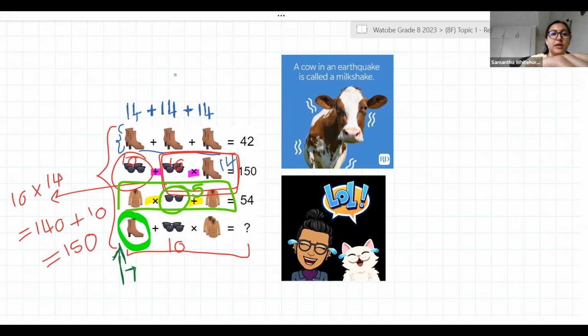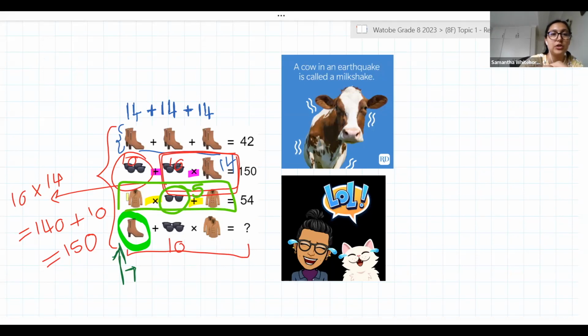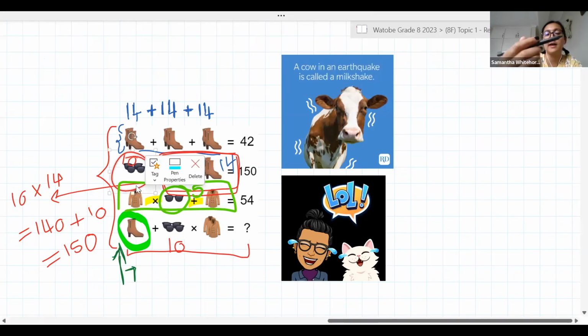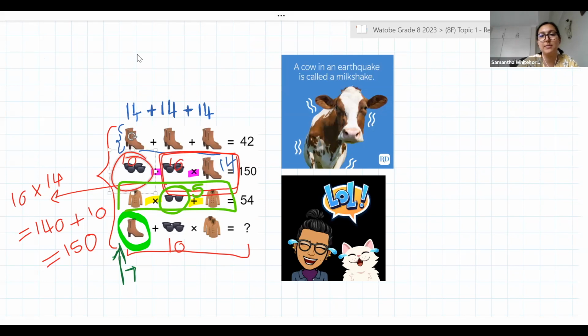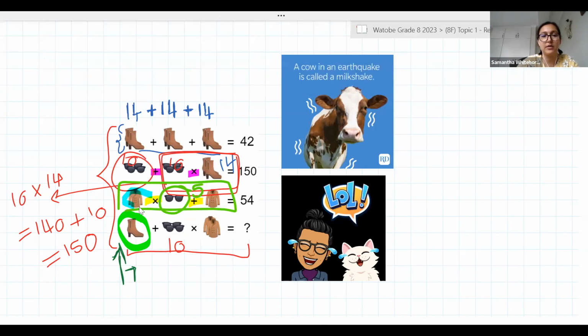Guys, remember what we're trying to do is we're trying to find the value of the coats. And remember the operations that I have going on here is times and plus. So we want the coats. Anyone want to try to tell me what they think the coat is worth?